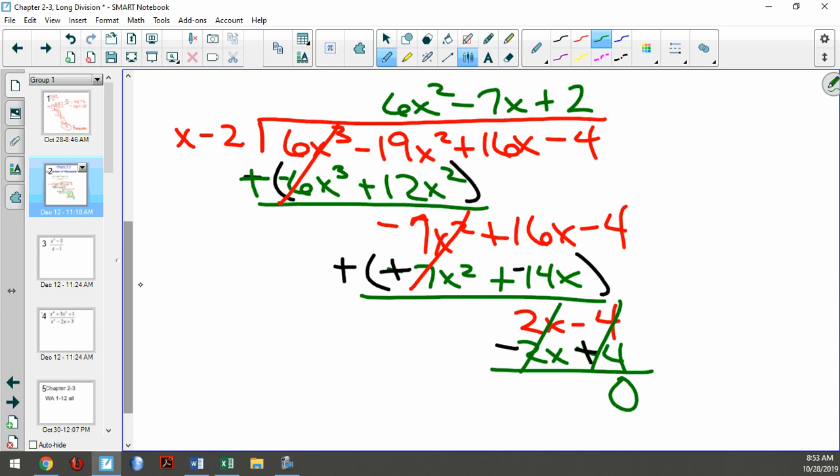What does the 0 represent? Our remainder. So you know what this means? The x minus 2 is a factor of that original numerator of 6x cubed minus 19x squared plus 16x minus 4. Okay, they go into it evenly. Shall we do it again? Let's do it again.